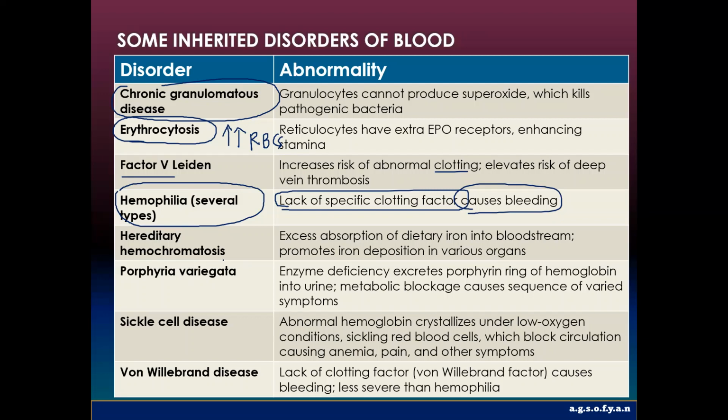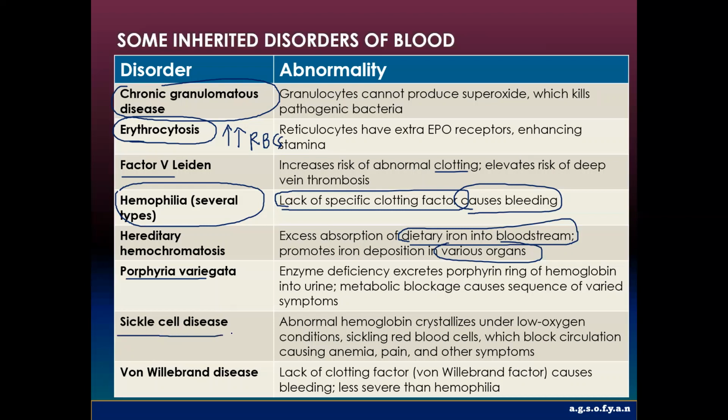Hereditary hemochromatosis. This is excess absorption of dietary iron into the bloodstream. Sometimes this iron can go to some organs like the kidney, causing kidney damage or organ failure. And then porphyria variegata, this is a deficiency of some enzymes that causes some problems in these individuals.